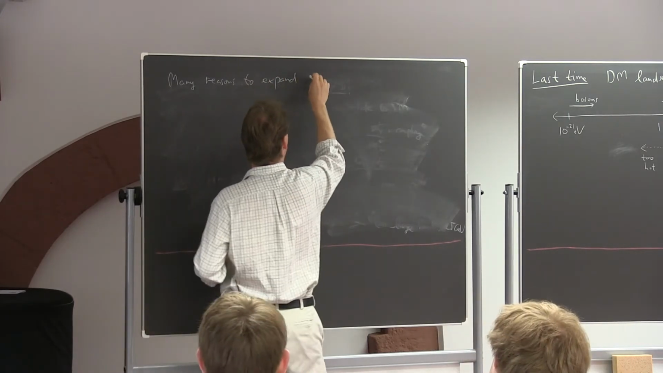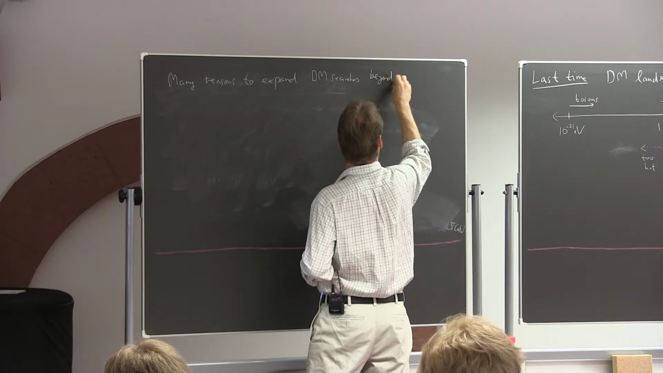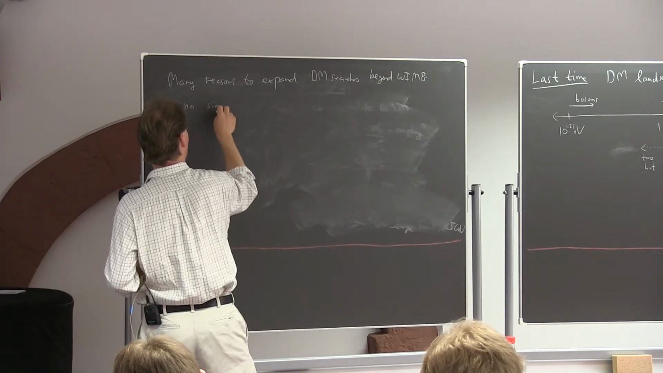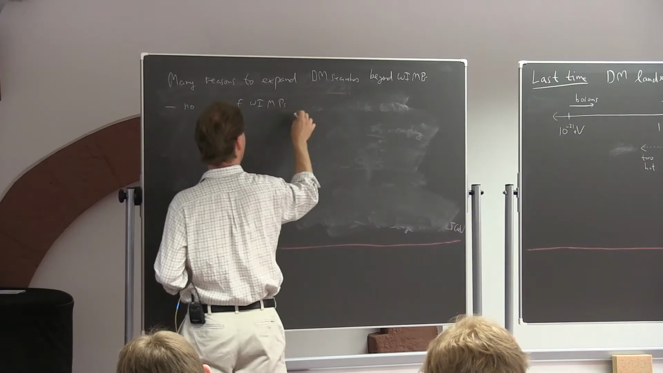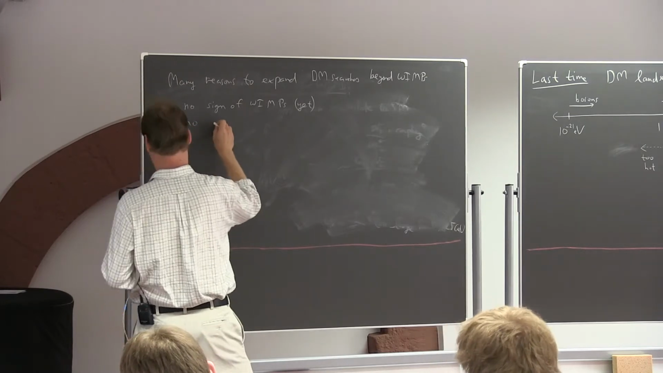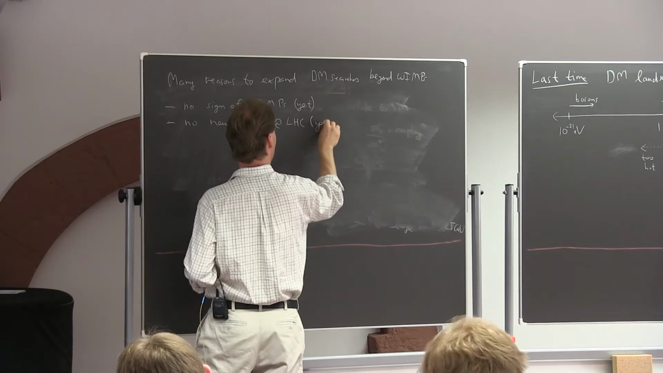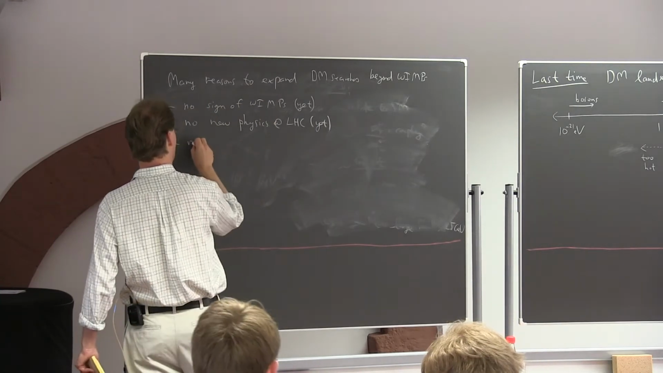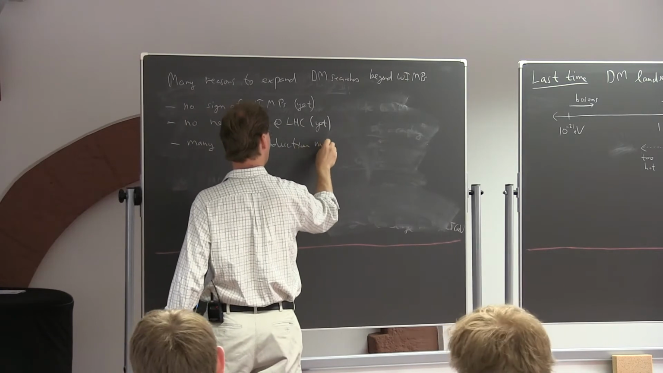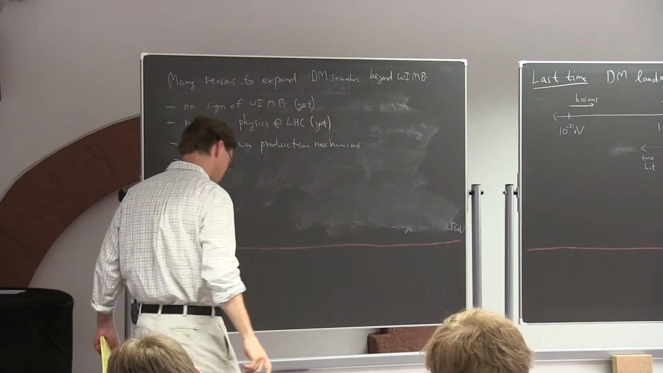So many reasons to expand dark matter searches beyond WIMPs. Let me just summarize what I said. No sign of WIMPs. This always comes with a "yet", right? So far, no new physics at LHC yet. There are many known production mechanisms, not just thermal freeze-out, but others, which I haven't discussed, but all those motivate additional searches.